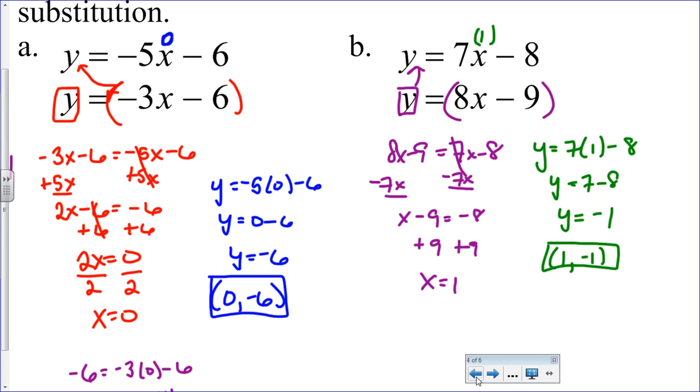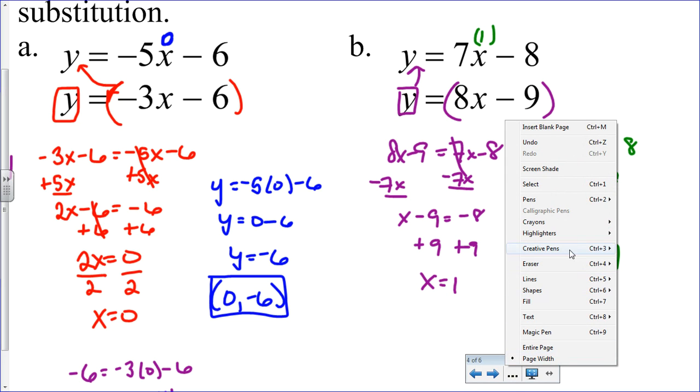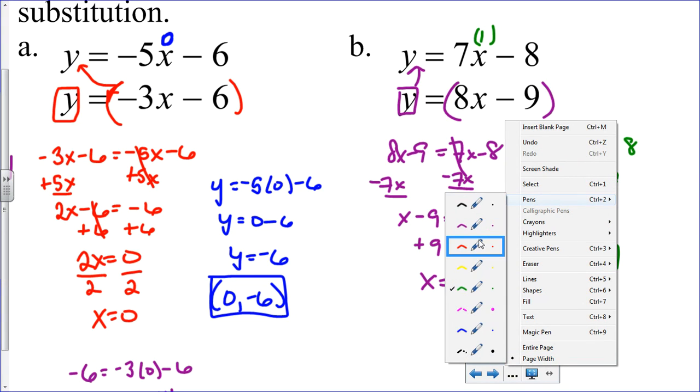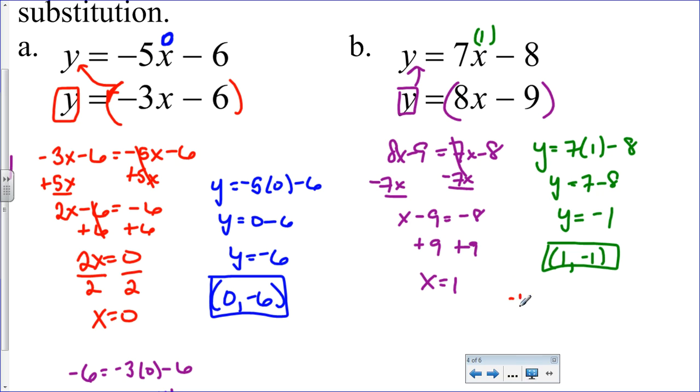And I'm going to go ahead and check that by plugging both of those into my second equation. So I'm going to go ahead and do -1 for my y, and 8 times 1 minus 9. So 8 times 1 is 8, and then 8 minus 9 is -1. So since I get a true statement, I did a good job solving.